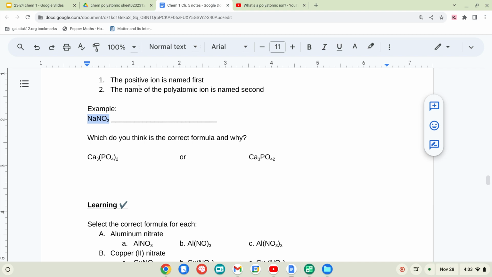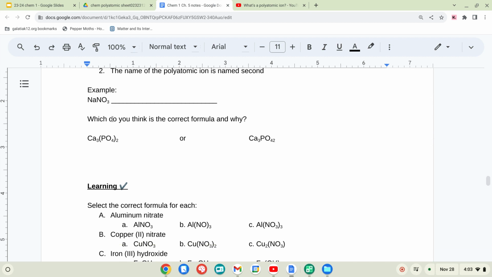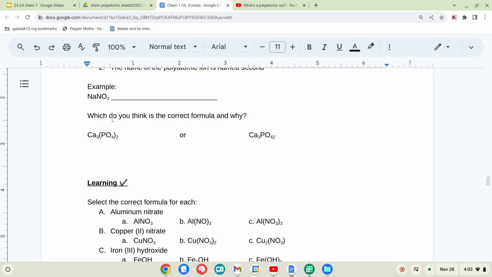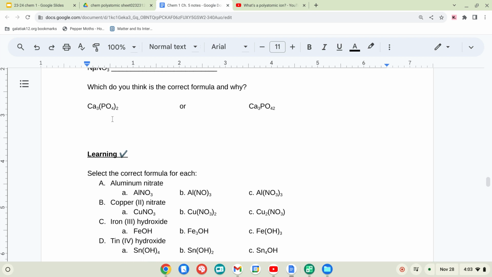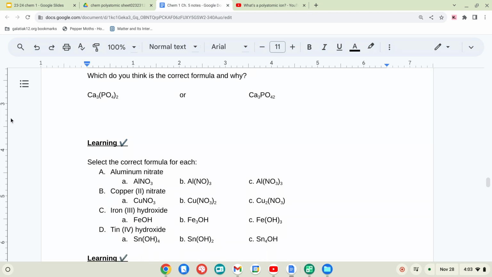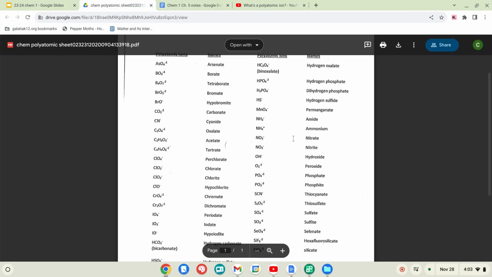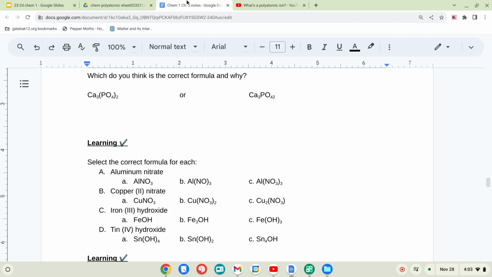If I had iron nitrate, I would have to use a Roman numeral, right? Because iron still has that question mark. I don't know the charge. Alright, so it says, which do you think is the correct formula and why? So if you look at this, I have calcium, and then PO4. If I go to this sheet, PO4 is down here, and you'll start to know where these are. That's phosphate. So my name is calcium phosphate.